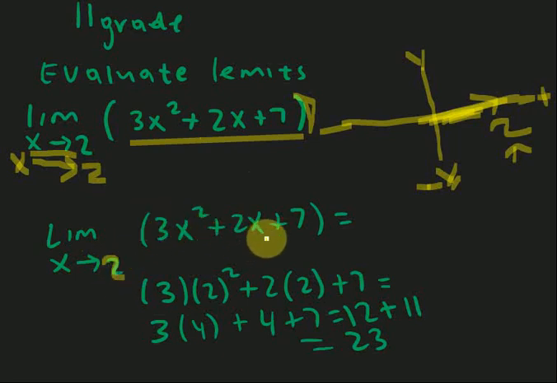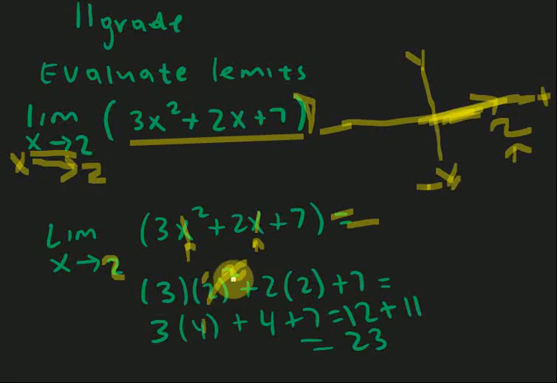3x squared plus 2x plus 7 equal to, so x is approaching 2, so we're going to replace all x with 2. So 3 times 2 squared, because x is approaching 2, so this becomes 2. So 3 times 2 squared plus 2 times 2, we're going to replace with 2, plus 7. So 2 squared becomes 4, right?